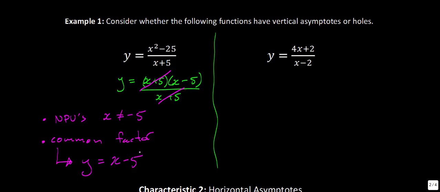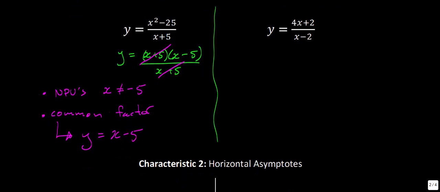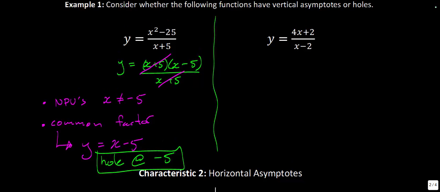So it said consider whether the following functions have a vertical asymptote or hole. Well, what we can say is that this graph is actually going to have, we'll just do it in green right here, a hole at -5. So again, this would be a linear function, which in this case does not have any asymptotes, it just has a hole. Okay, let's take a look at the one on this side.